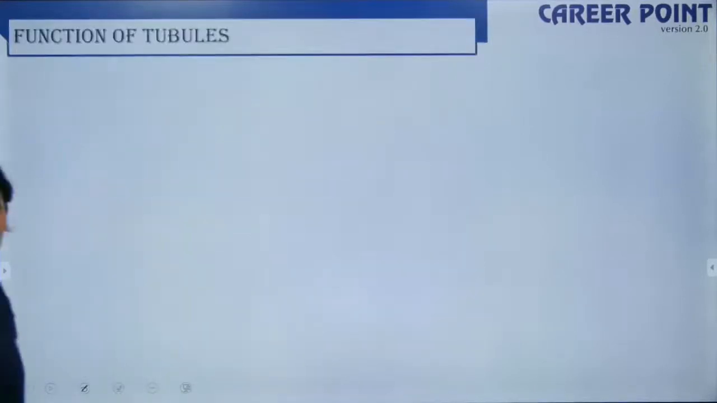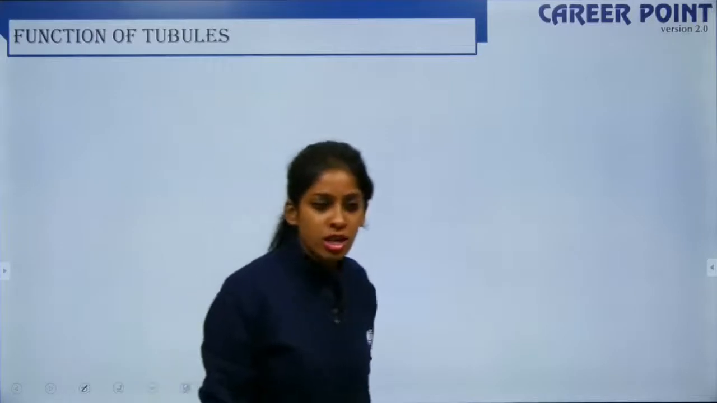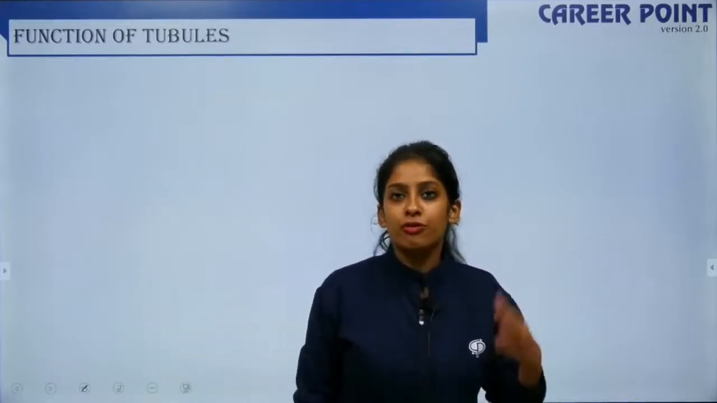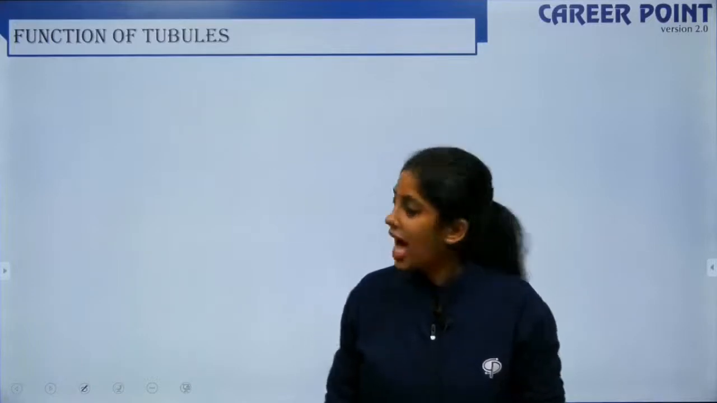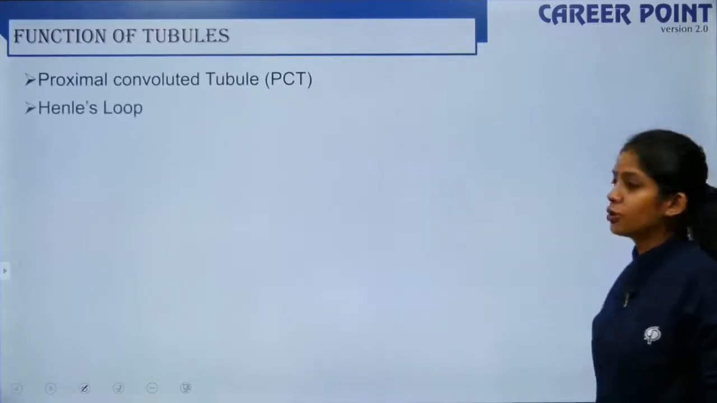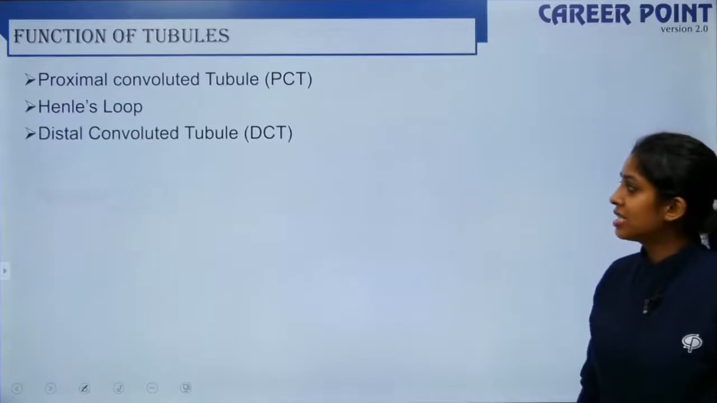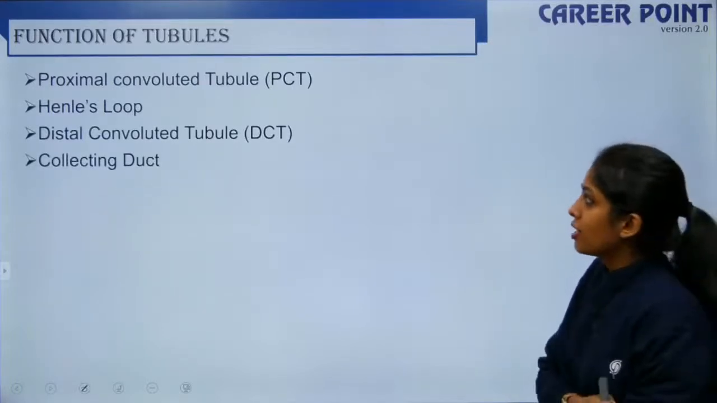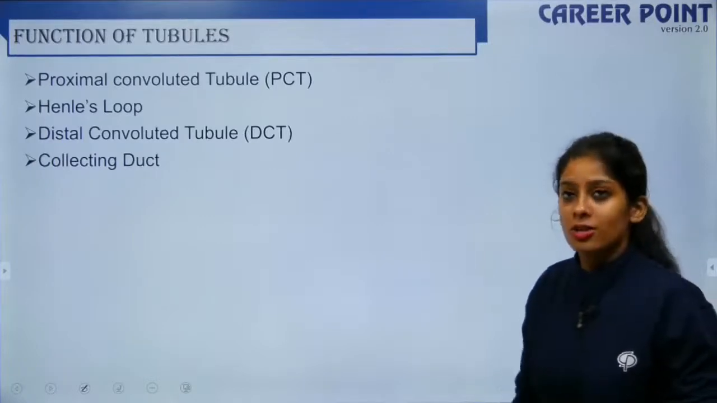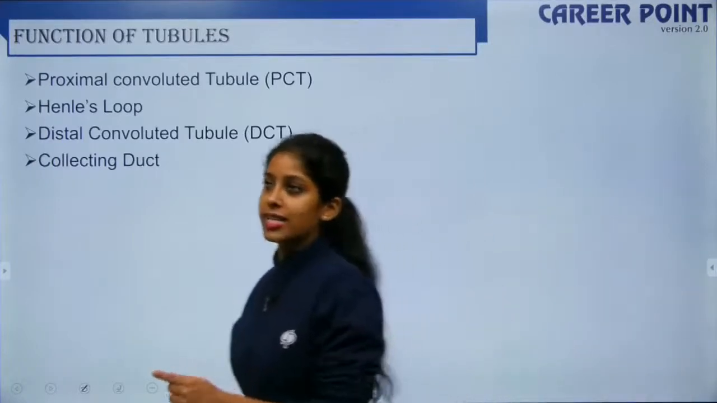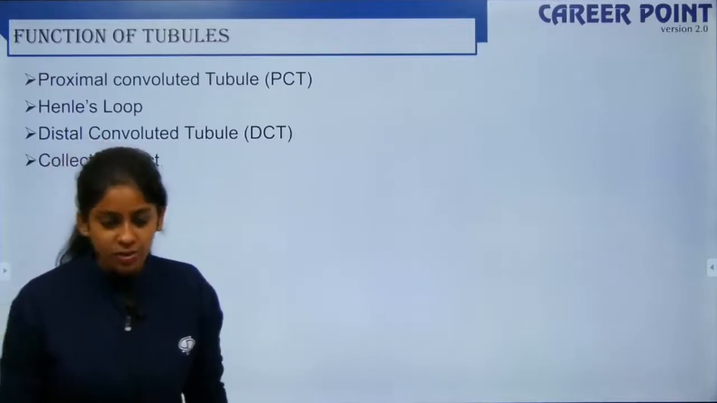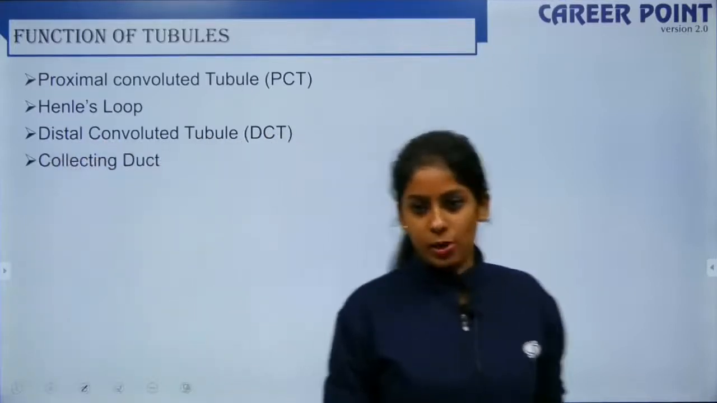So now shall we talk about the function of tubules? So we have four tubules. What are the tubules we have? Proximal convoluted tubule, Henle's loop, distal convoluted tubule, collecting duct, right? So we will talk about the function of each of them. So that's the next topic, and the mechanism of concentration of urine becomes easier. So let's see how it happens, okay?